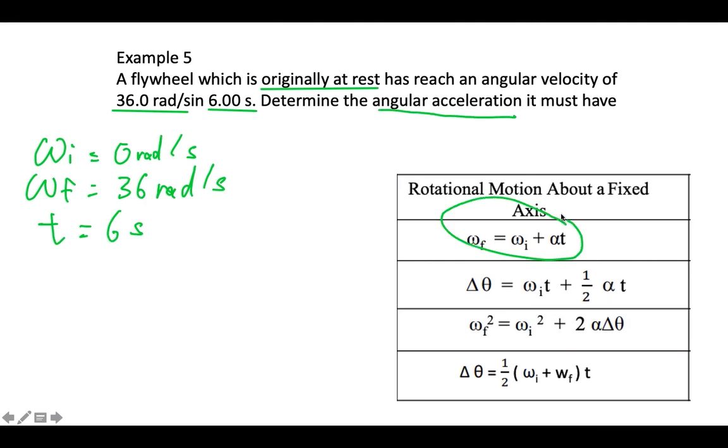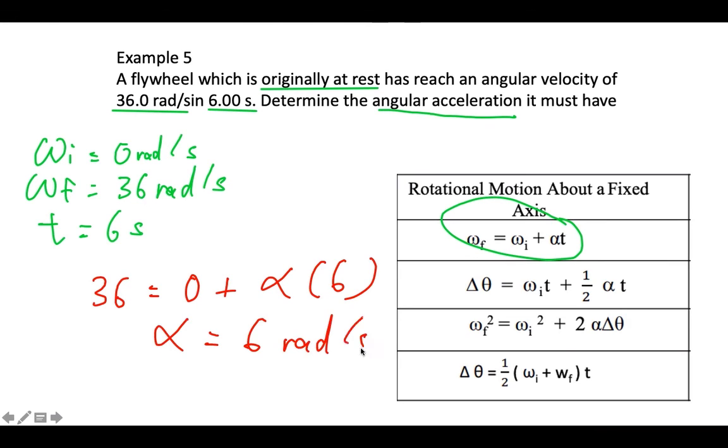Very simple. Just take this one. 36 equals 0 plus alpha times 6. So what is it? Right, 6 radians per second squared. And that's it for this part. And next we're going to move on to part 2 for rotational motion: how it relates the speed and the displacement with the linear motion.